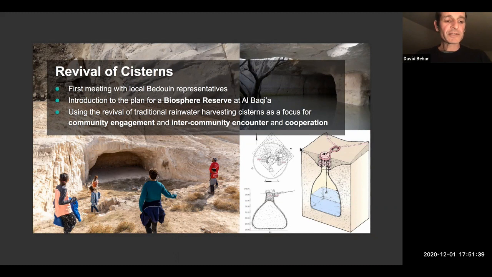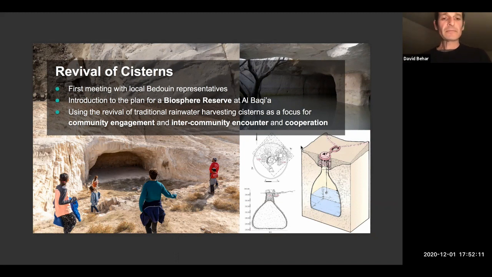So we suggested to take this idea of reviving the cisterns as an opportunity for a community engagement project, and to allow an inter-community encounter and cooperation. And also we hope to raise some solidarity about the situation of the Bedouin population in the area.